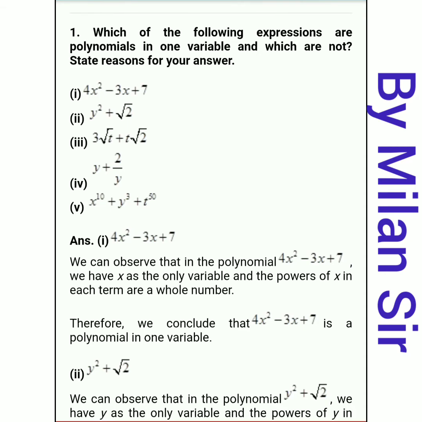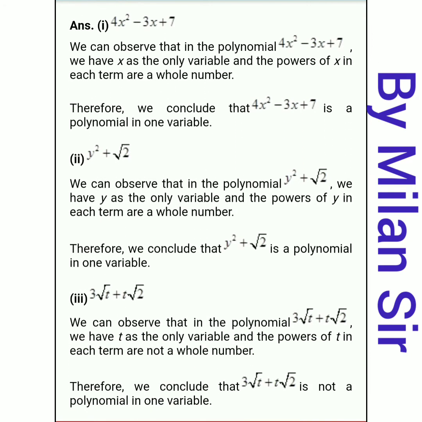So let's start. Our first question is 4x square minus 3x plus 7. Here we have only one variable x, right? Second thing, the exponent of the variable. Here the exponent of the variable is 2. Here the exponent of the variable is 1. It is a positive integer, right? So this is a polynomial and also in one variable. So our answer is yes. This is a polynomial in one variable, right?